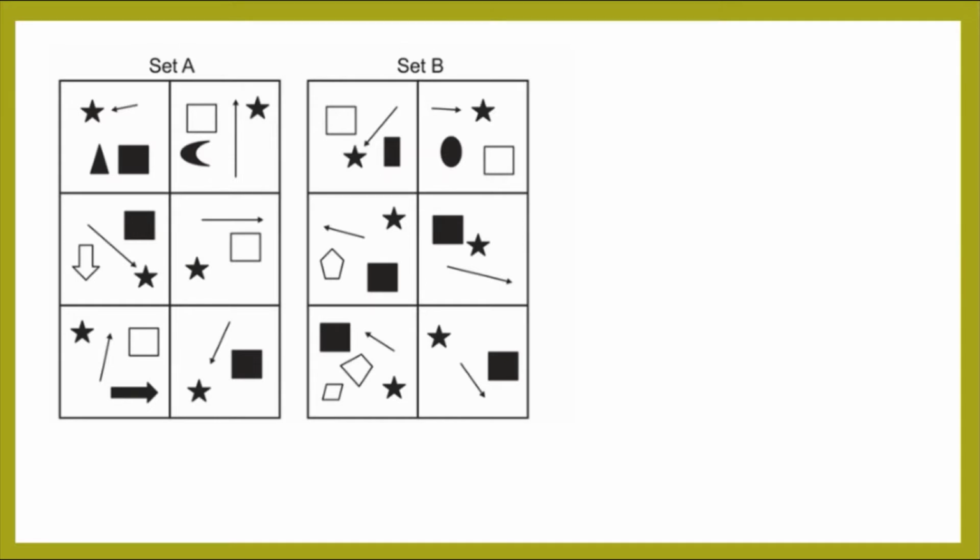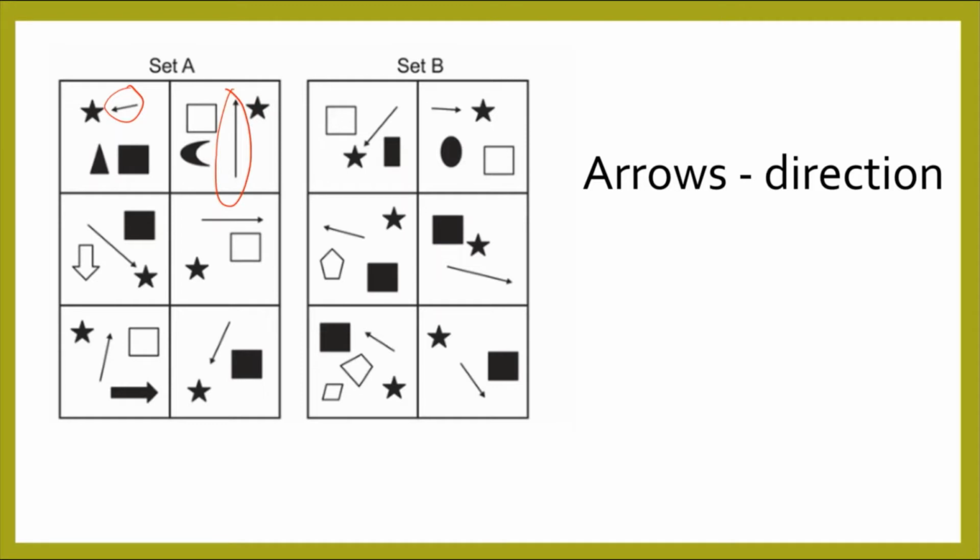What we should be thinking of is arrows because we can see arrows in all of them. And what arrows usually mean is direction. So what we should be thinking of is where the arrows are pointing to, so where the arrowheads are pointing to. So in this case, it's a star. In this case, it's the outer wall, star, outer wall, star, and outer wall.